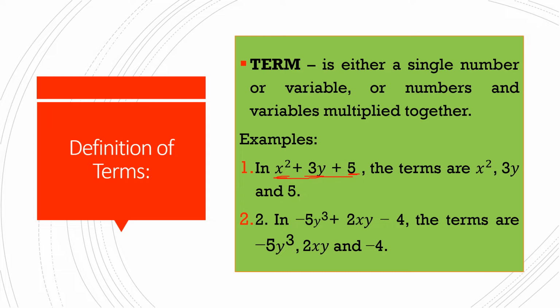For example, number 2, in the expression negative 5y cubed plus 2xy minus 4, the terms are negative 5y cubed, so we consider the sign, which is negative. The second term is 2xy, and the last term is negative 4. Since it follows the operation minus, it carries the sign which is negative.